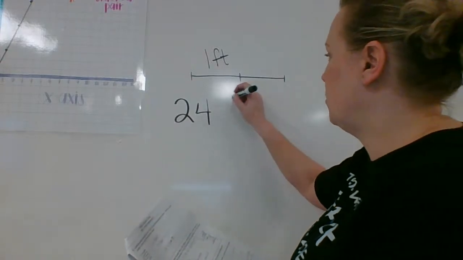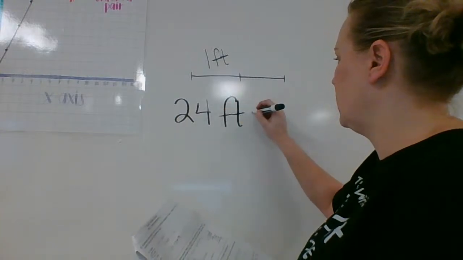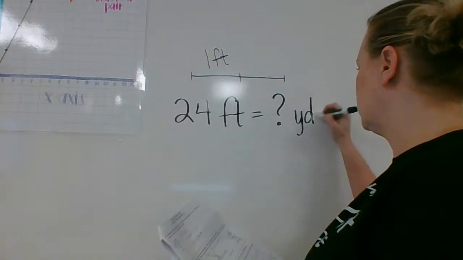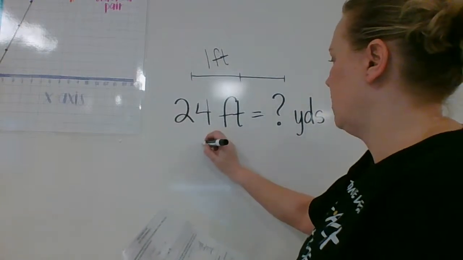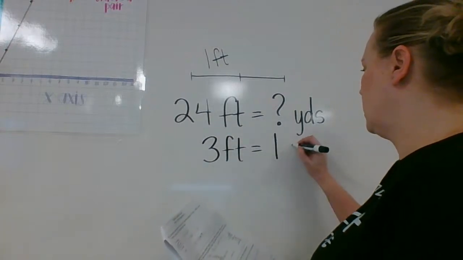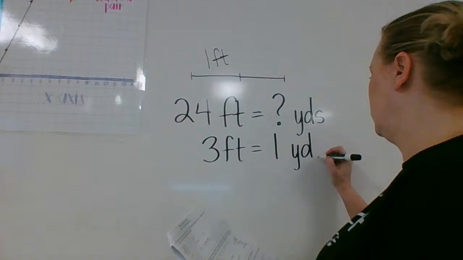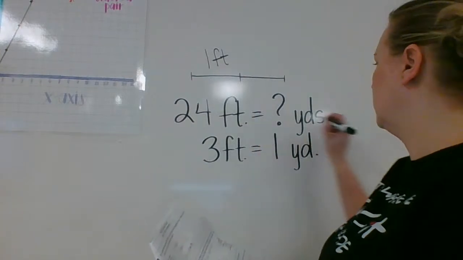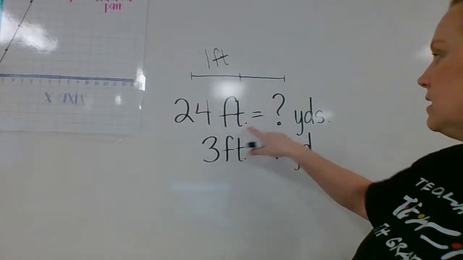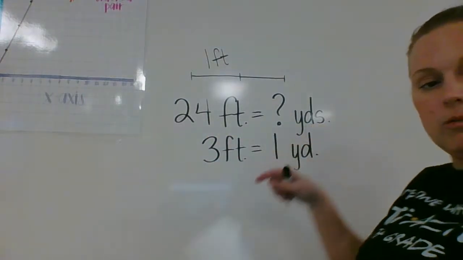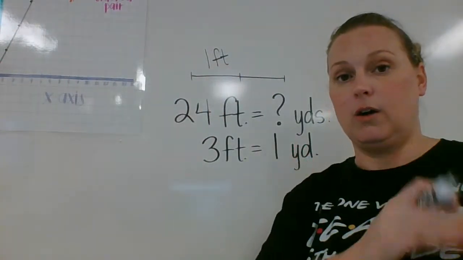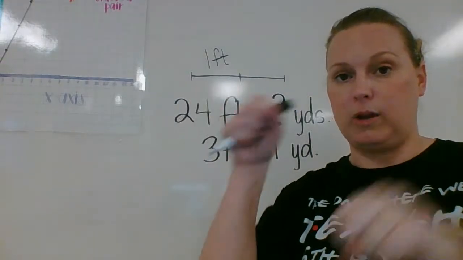If we're dealing with 24 feet and we need to know how many yards that is, we know that there are 3 feet for every 1 yard. And if you notice, we're going from small units to big units. When we go from big to small, we multiply. When we go from small to big, we divide.